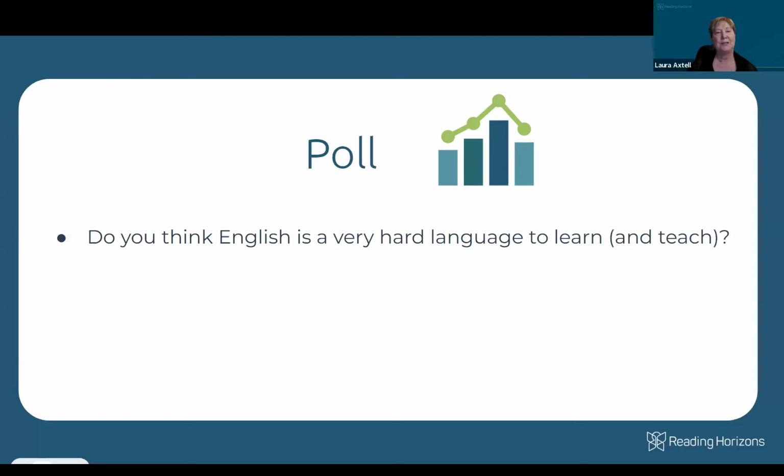And then we'll see results as they're coming in. So 84% of you think English is a very hard language to learn and teach. I'm going to try and change your mind just a little bit and show you some of the advantages.